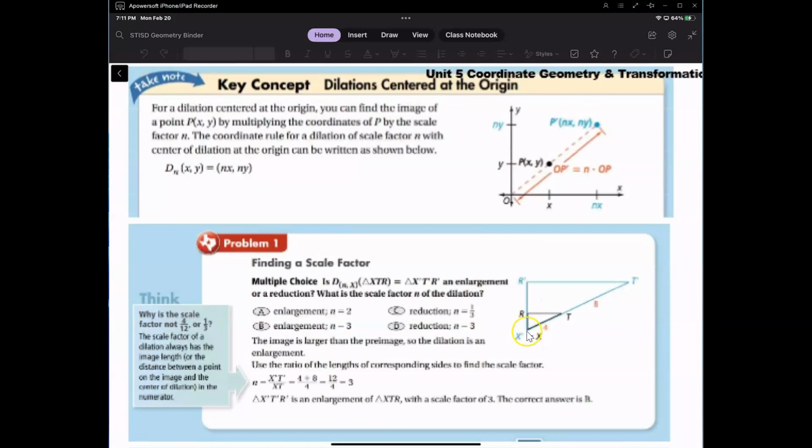So we're going to be finding the scale factor, and we have multiple choice here. We're going from triangle KRT to K prime R prime T prime, and you notice that it is an enlargement, and we need to figure out the scale factor. It says the ratio of the lengths of the corresponding sides is used to find the scale factor. So X prime T prime is going to be 12 to 4. It's an enlargement by a factor of 3.